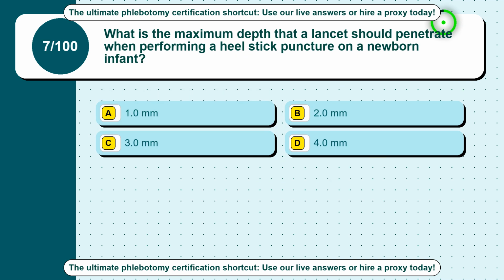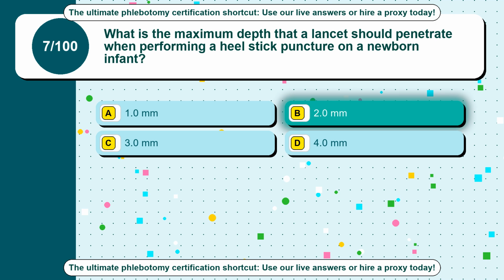Question 7. What is the maximum depth that a lancet should penetrate when performing a heel stick puncture on a newborn infant? Option A, 1.0 mm. Option B, 2.0 mm. Option C, 3.0 mm. Option D, 4.0 mm. The correct answer is option B, 2.0 mm.